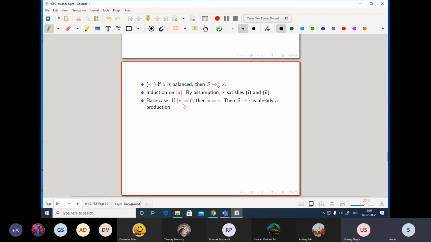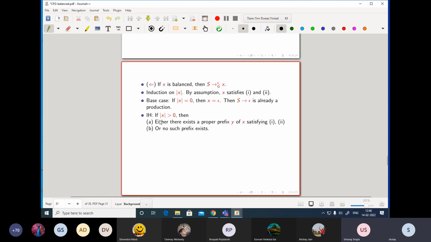Now in the base case, if length of X is 0, that means X is epsilon. We have a production just to derive epsilon itself. So the base case is done. Now in the induction hypothesis, we assume that for some length n, all strings of length less than n can be derived from S. Now for some n, look at a string of length n. We will conclude that this string can also be derived from S.